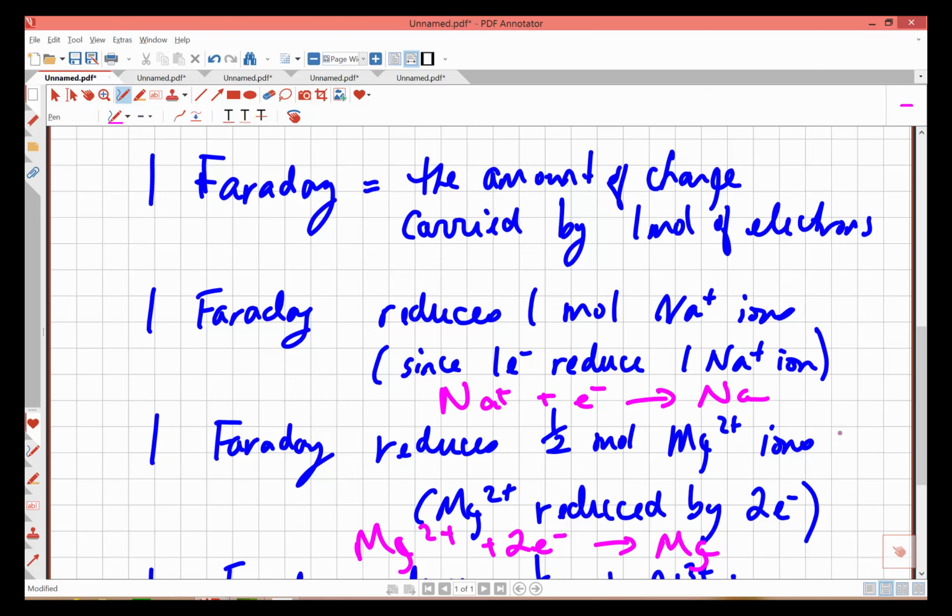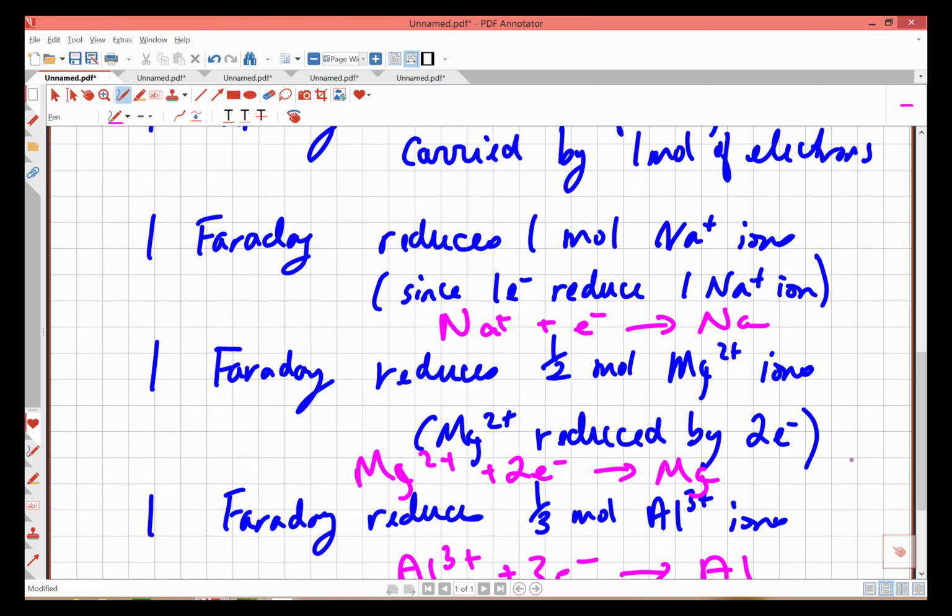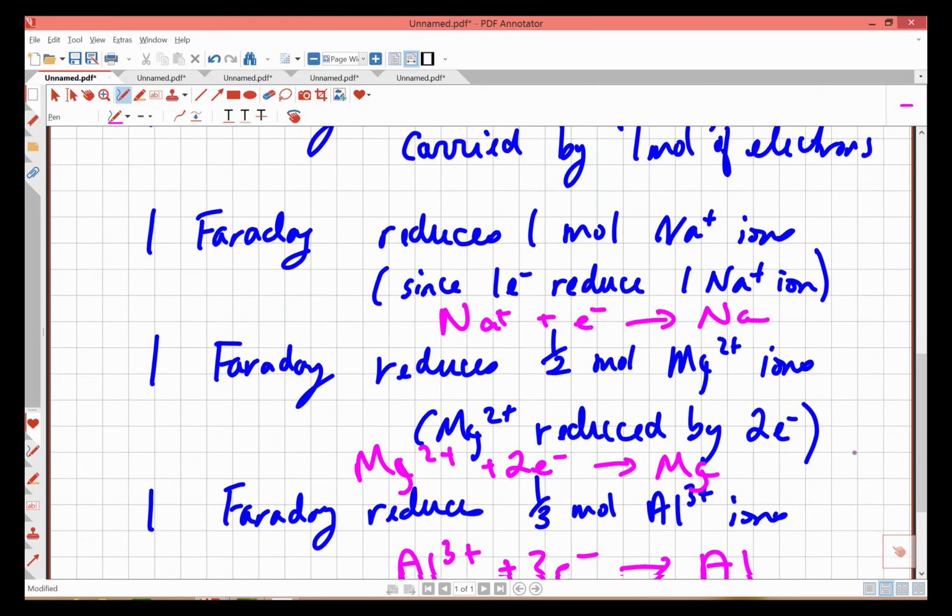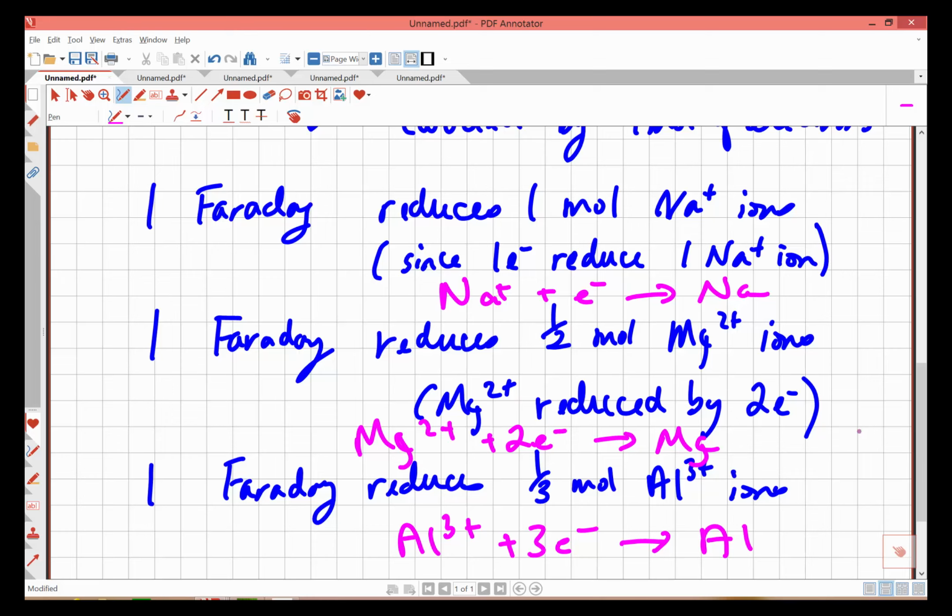If we have a 3 positive ion like aluminum, then we can only reduce a third of the ions that would have been done if the relationship was 1 to 1. So each aluminum ion takes 3 electrons, so we can only do a third as many ions because each ion is taking so many more electrons itself. So that's important to know, and that's going to apply to the math that we're doing later.